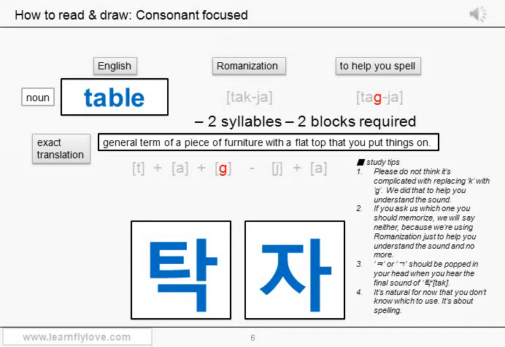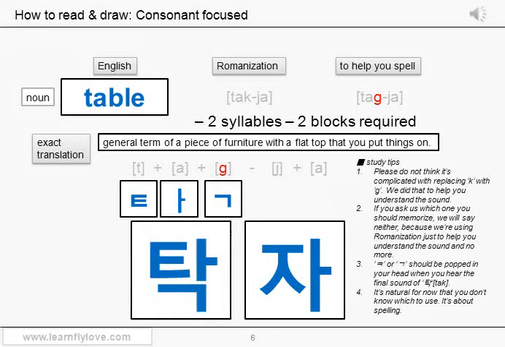Next word, table. Let's hear the sound first, checking out the romanization. 탁자. And if you see the spelling romanization on the right, you can see G is used as a final of the first block, which means there will be a G consonant there. So the first consonant is T, like T in English. And the vowel is A. And the final consonant is G again. T. 타, 탁, 탁.